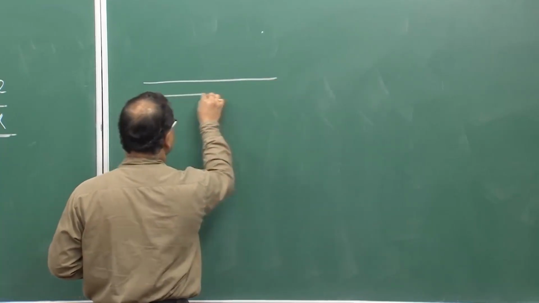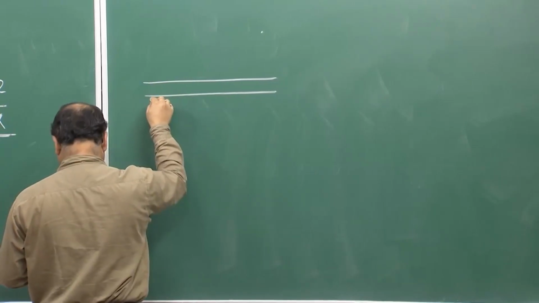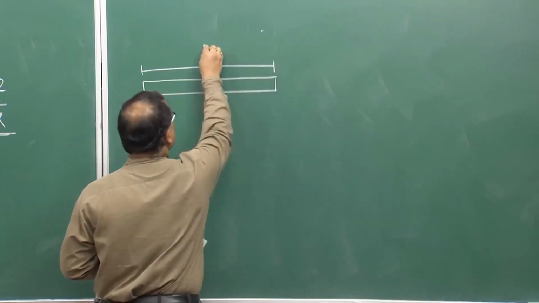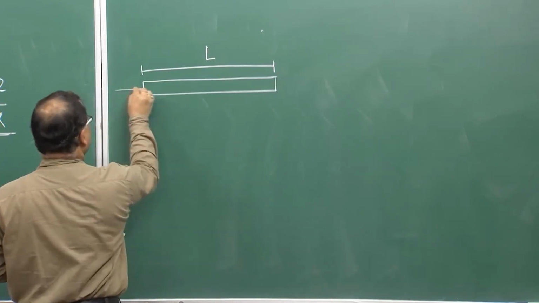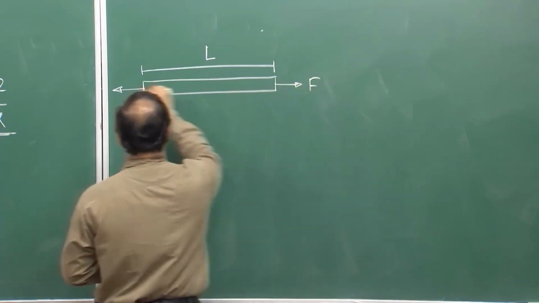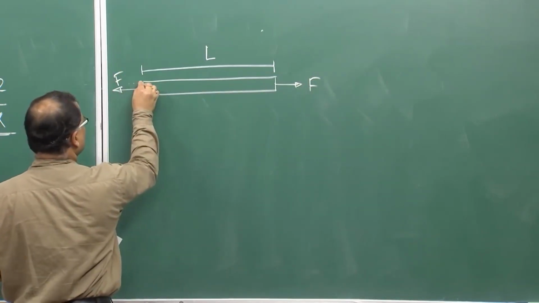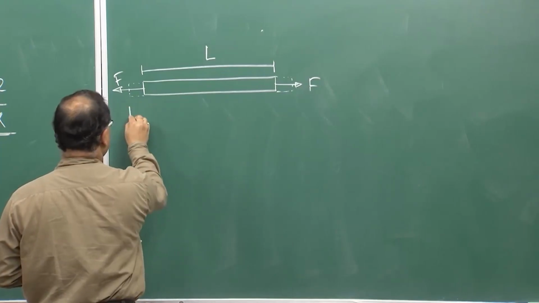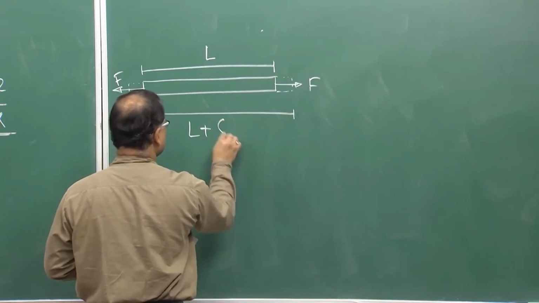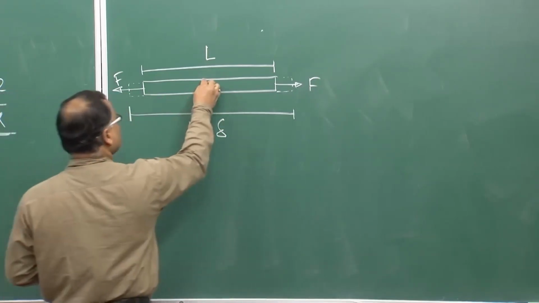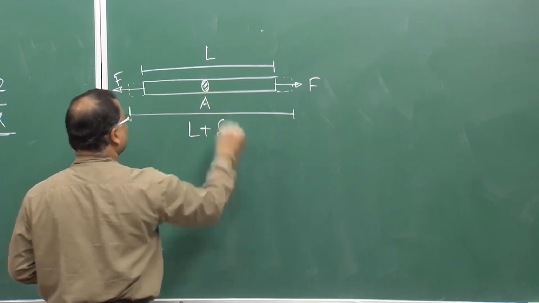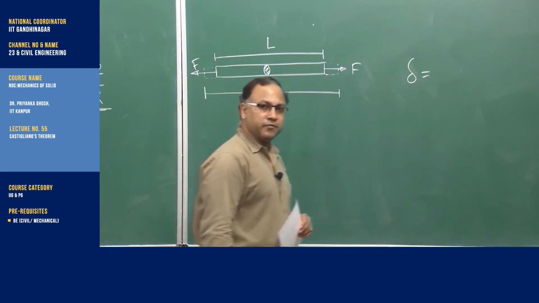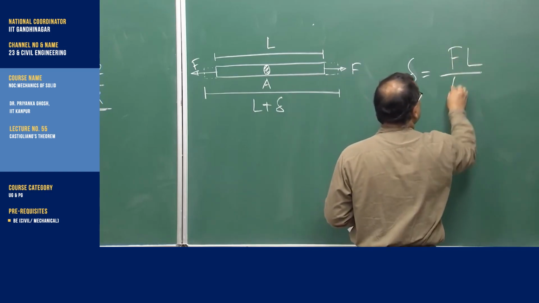Now, if I consider a uniaxial member, we have seen that earlier also. The original length of the member is say L, and we are applying an axial force F, and due to that axial force you get some elongation in the member. Now the length is L plus delta, and the cross sectional area of the member is A. So, by our previous discussion we can say that delta is equal to FL by AE.